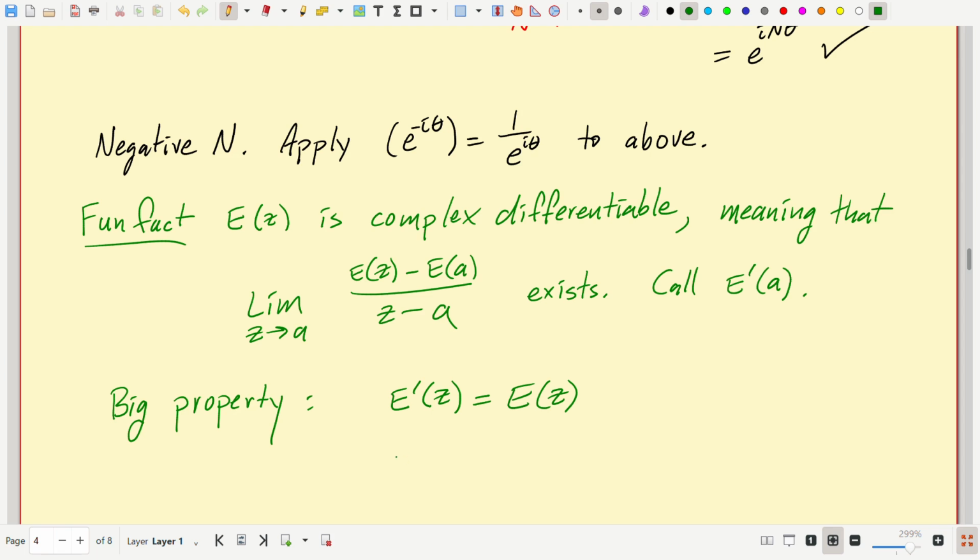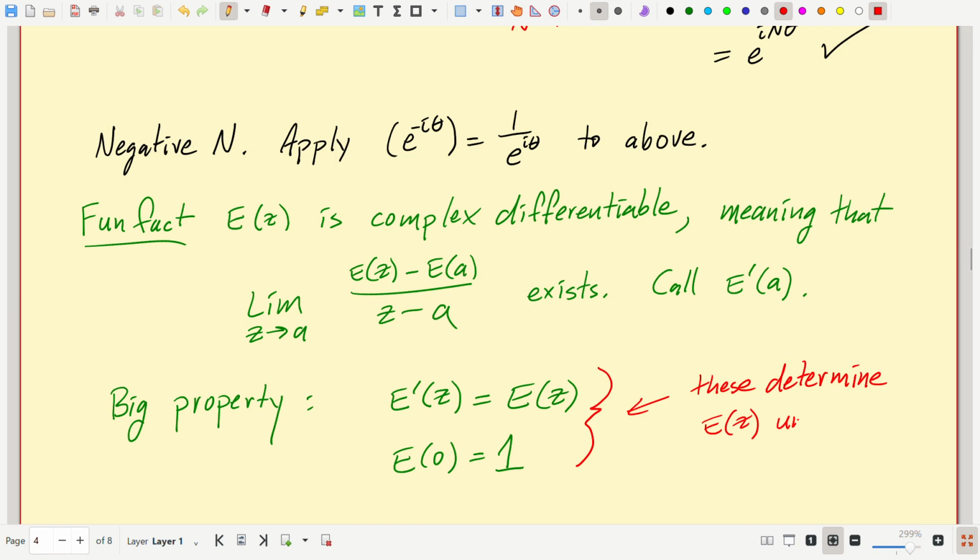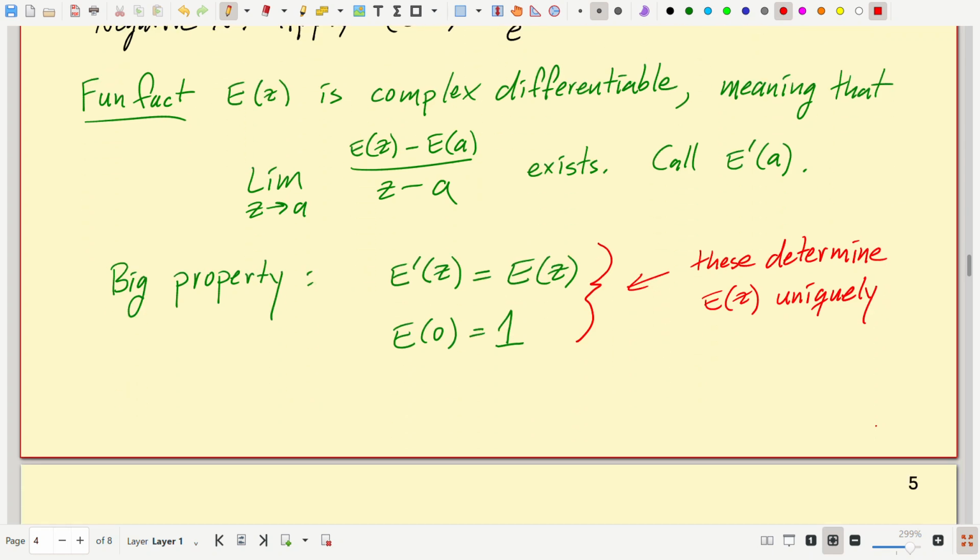And when you combine that with the initial condition that e of 0 is equal to 1, these two things determine the complex exponential completely. These determine e of z. It's the only function with that property. Well, figuring out the difference quotient for the exponential would be a new feeling. It's not exactly like freshman calculus.